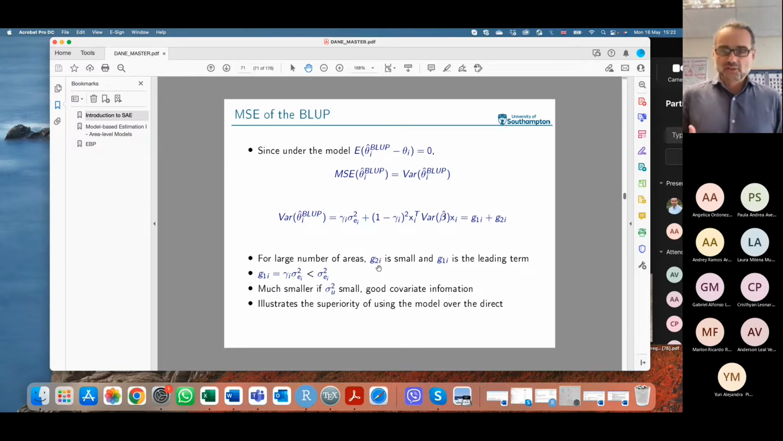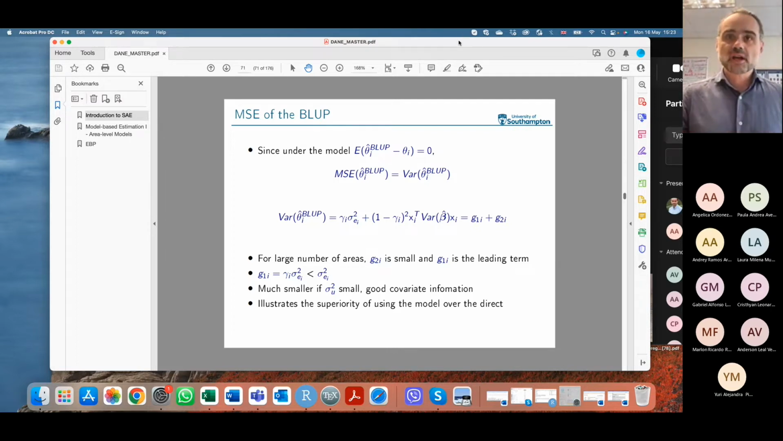And that illustrates the superiority of using a model over the direct, especially when the model has been built in such a way as to reduce the between area variability that remains unexplained after controlling for the explanatory variable. So I want my sigma squared U to be as small as possible, okay? And if I achieve that by finding good predictors from your data, it may be admin data, it may be geospatial data, I want to find good predictors to reduce my unexplained between area variability. And if I'm able to do that, then that will lead to superior performance of the model over the direct estimates, okay?